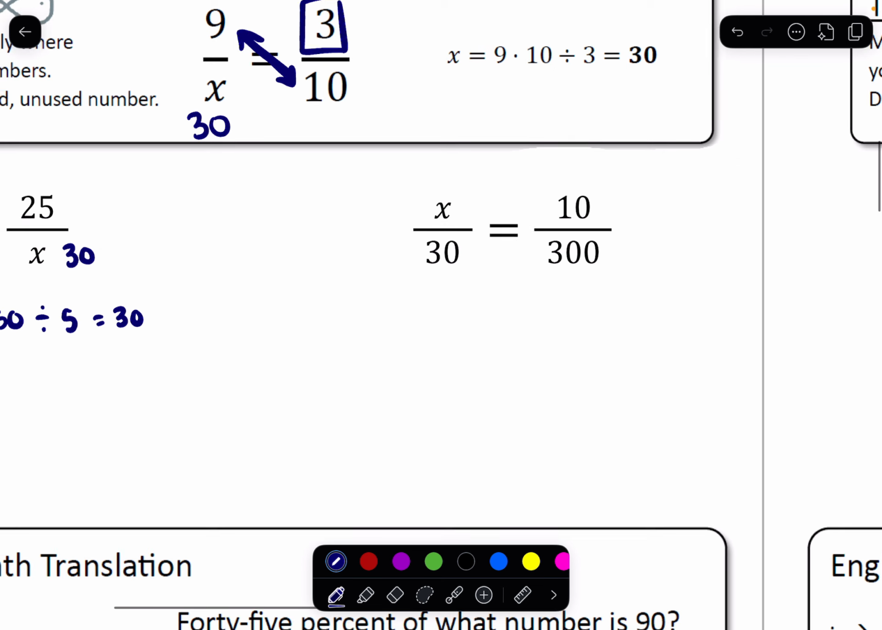Okay, the one on the right, bigger numbers, but no big deal. We don't care. I look for the two numbers that are at a diagonal. As soon as I see two fractions on opposite sides and an x, I know I'm going to cross multiply. So 10 times 30 is 300.